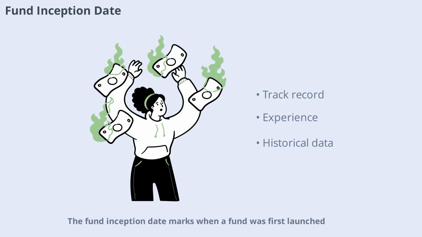Fund inception date marks when a fund was first launched. This metric helps investors gauge the fund's track record and experience. Older funds have a longer performance history, making it easier to evaluate their consistency and resilience through different market cycles. Newer funds may offer innovative strategies but carry less historical data for analysis.